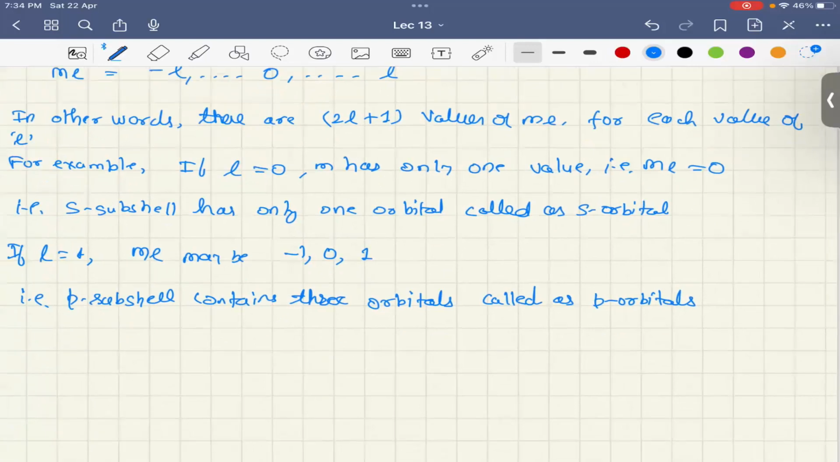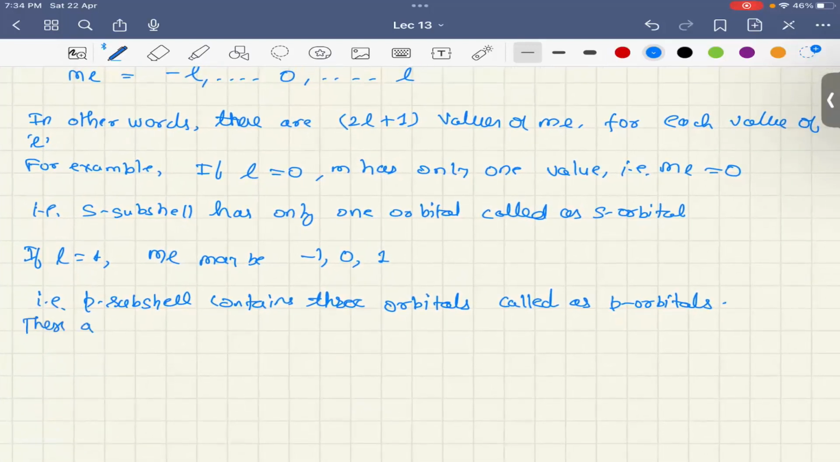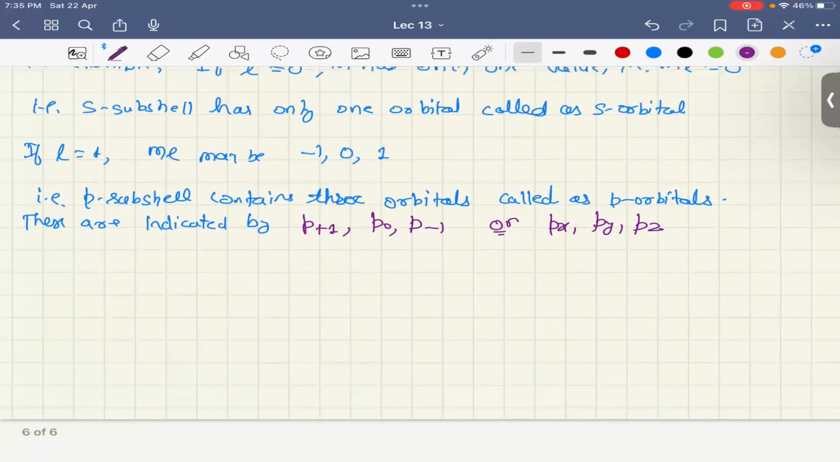And these are indicated by numeric. These are indicated as, let us say, p plus 1, p0, p minus 1, or px, py, and pz. So let us draw the table. We'll do it on the next tab.